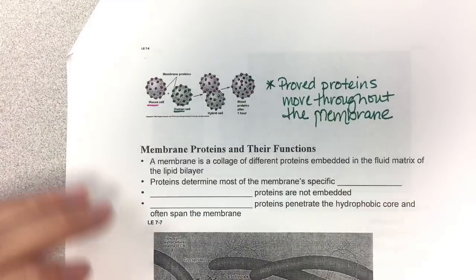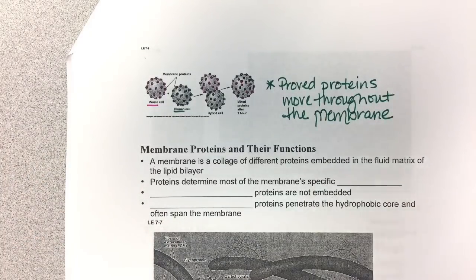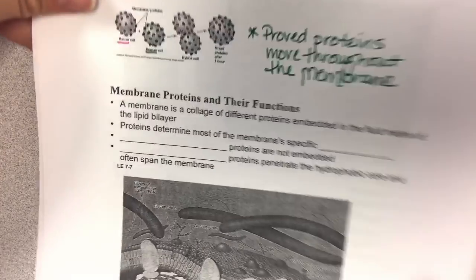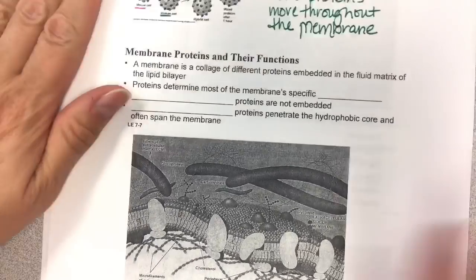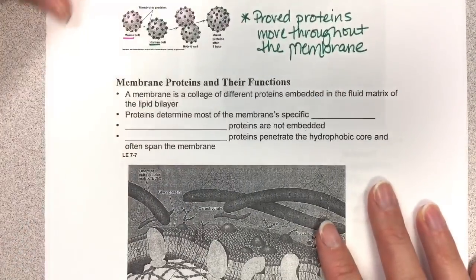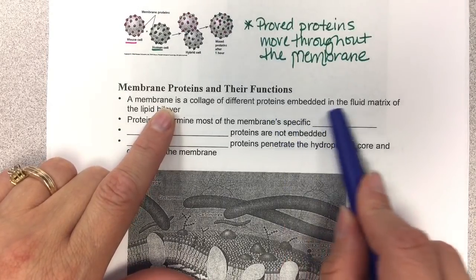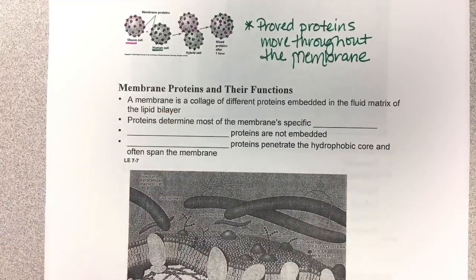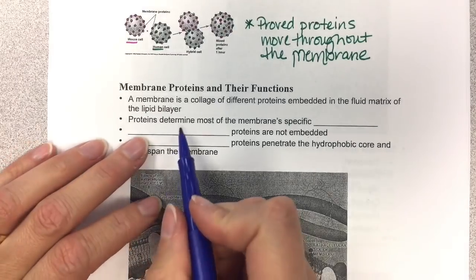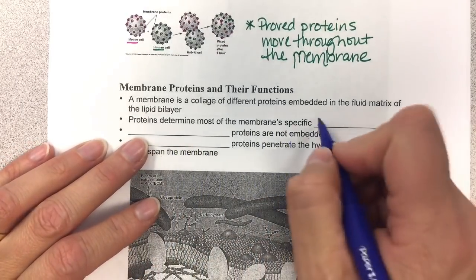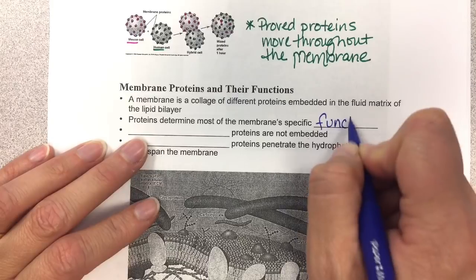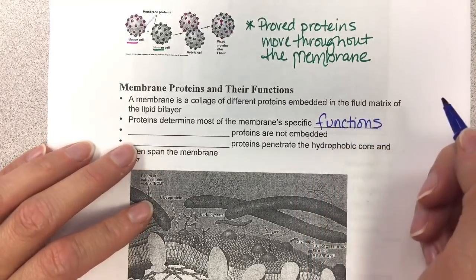So they don't stick in one spot. So these proteins are a big part of the membrane. So let's talk about their functions. A membrane is a collage of different proteins embedded in a fluid matrix of the lipid bilayer. Proteins determine most of the membrane's specific functions. They have a big role.